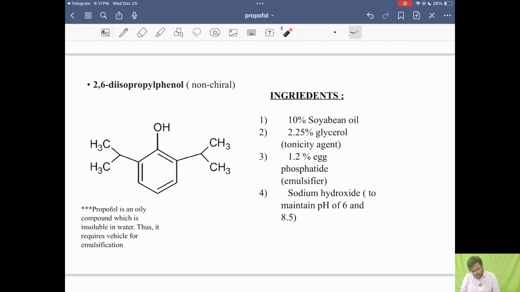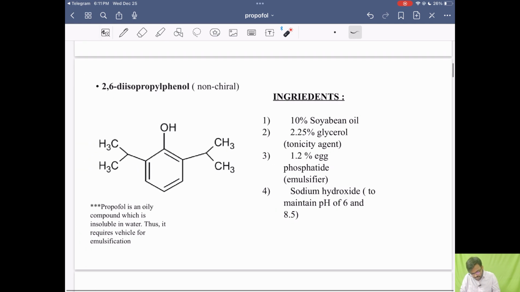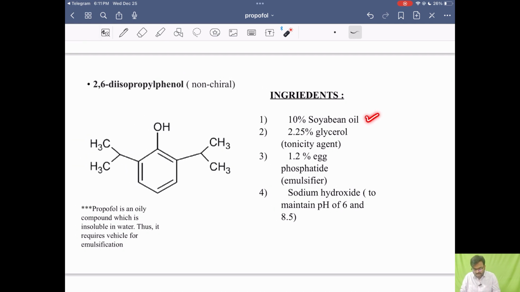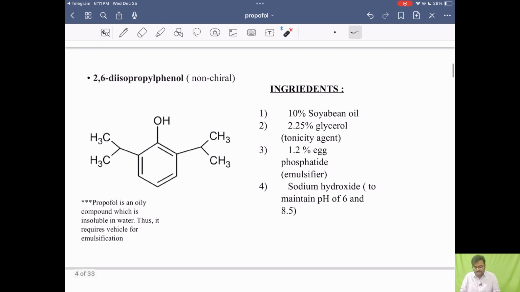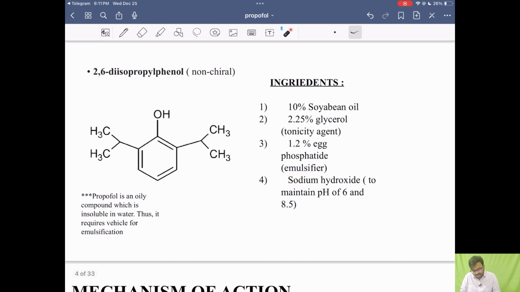So the ingredients are, it has soybean oil, it has glycerol. Glycerol acts as a tonicity agent. We are also mentioning the concentration. It is 10% soybean oil, 2.25% glycerol, 12% egg phosphatide, which also acts as an emulsifier. And then we have sodium hydroxide, which helps in maintaining the pH. What is the pH it keeps? pH of 6 to 8.5.